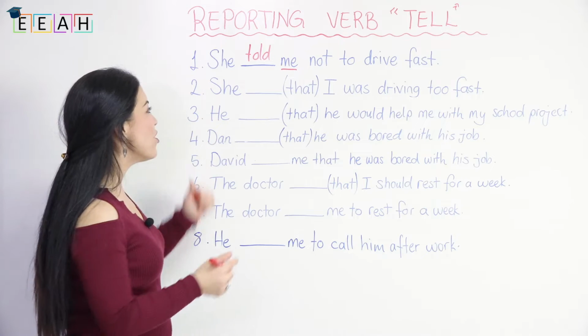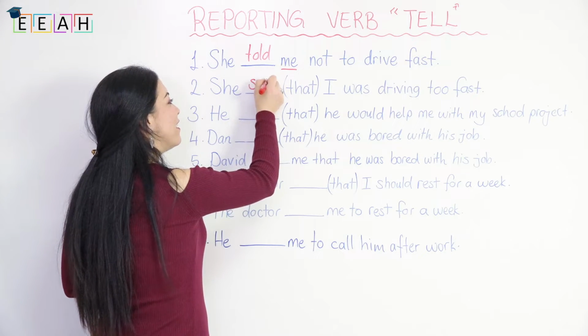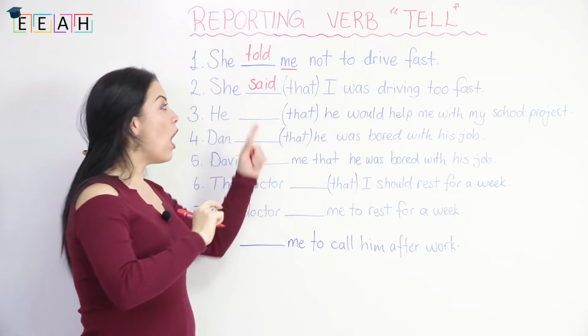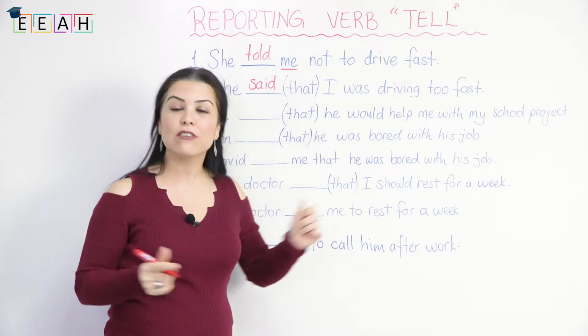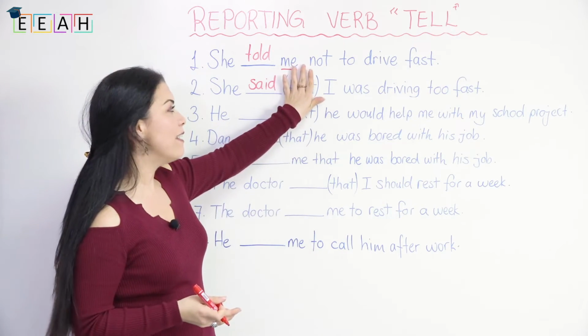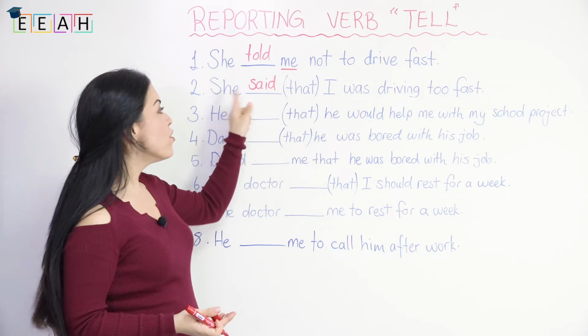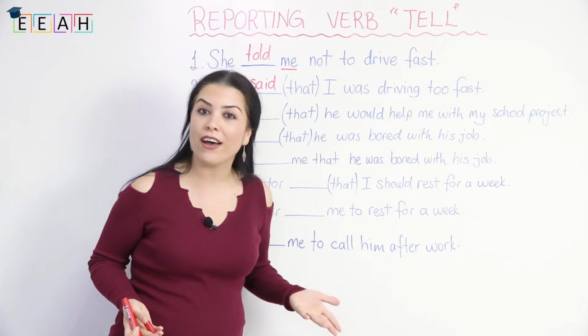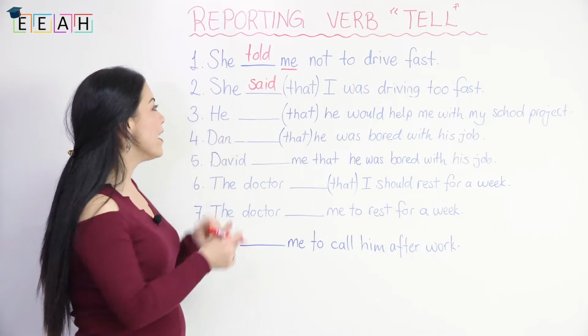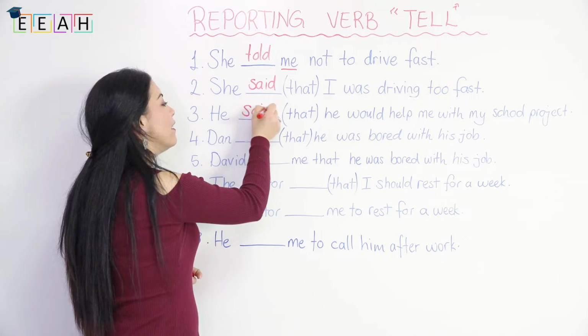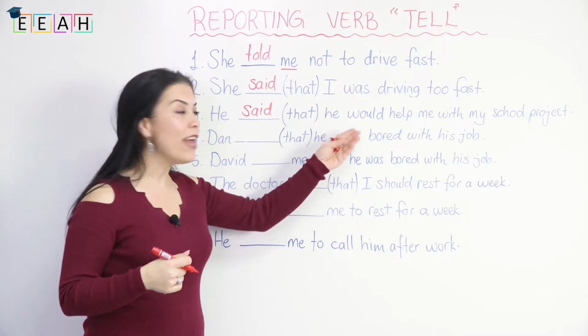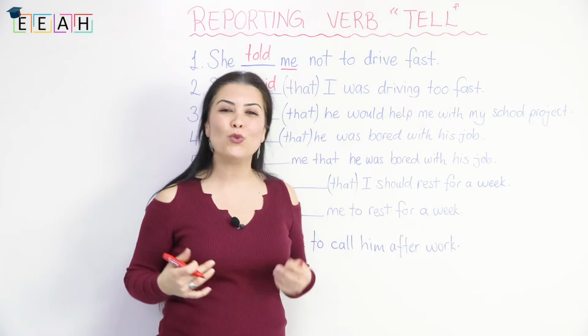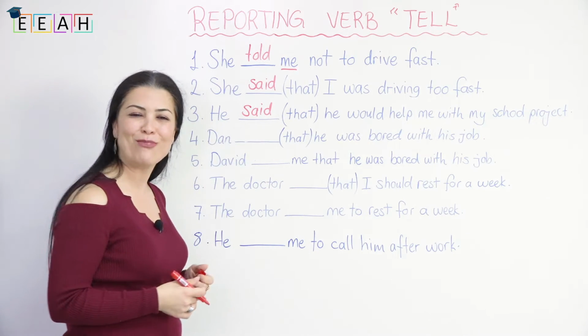Number 2, she said that I was driving too fast. So it's optional to have that here. You can simply say, she said I was driving too fast. Next one, he said that he would help me with my school project. How nice of him, right?